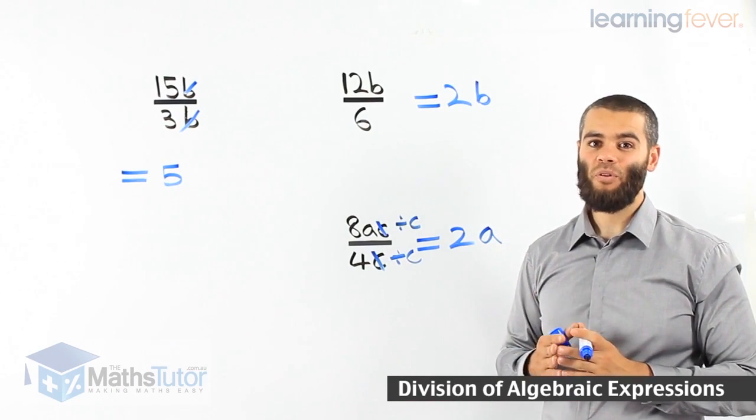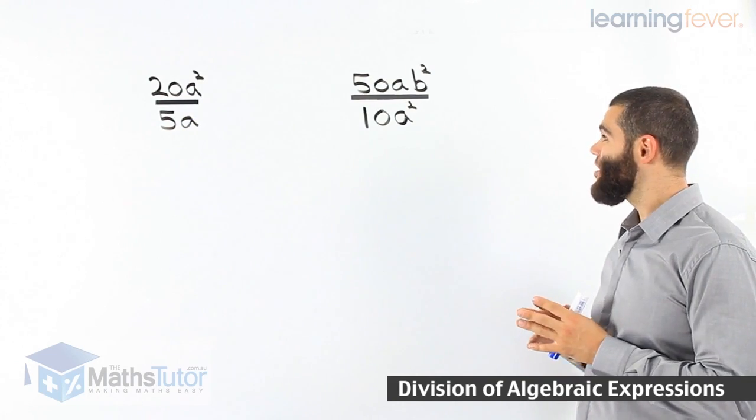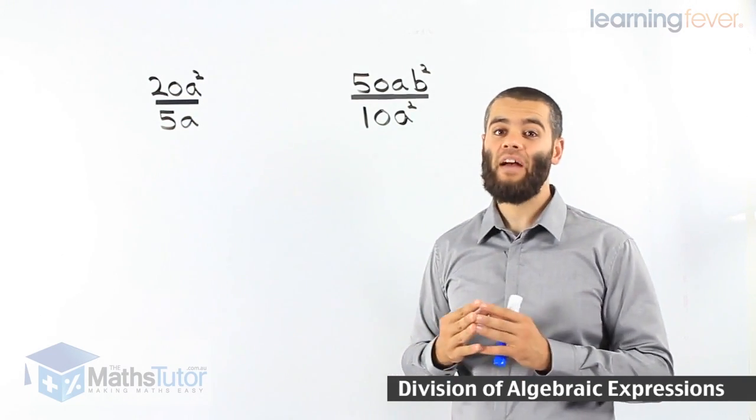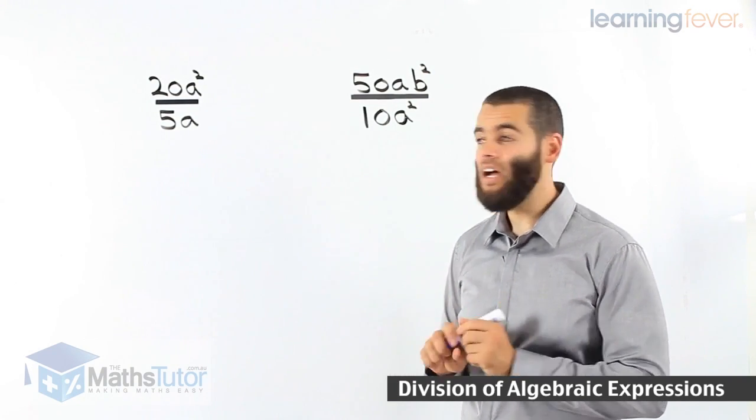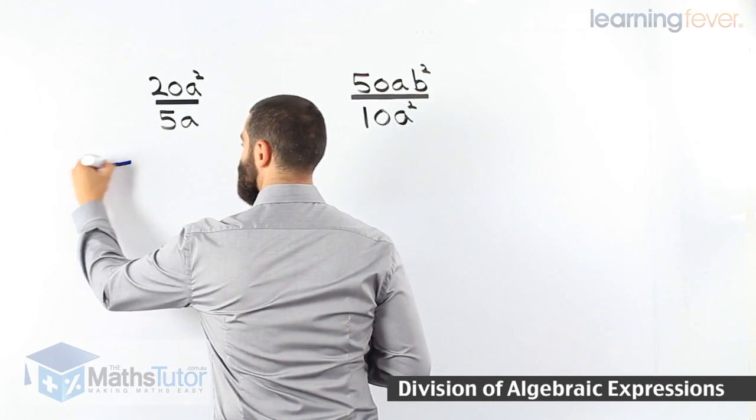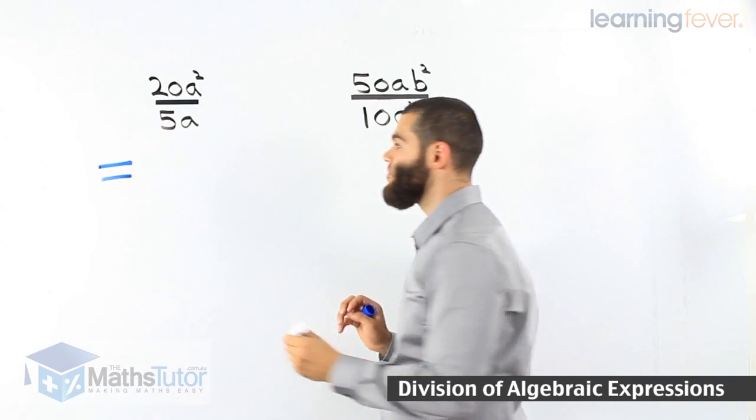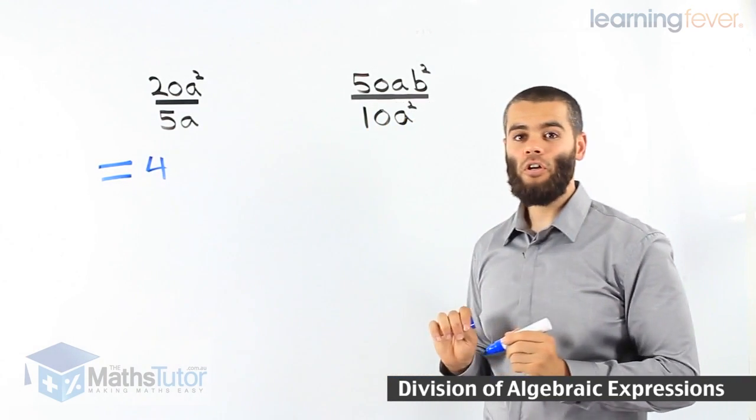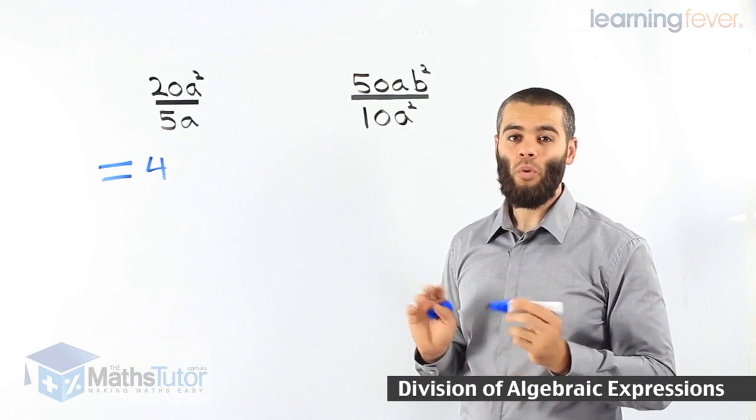Now, let's do some more examples. Let's look at these examples. We have 20a squared over 5a. Well, again, it's a fraction bar, so it means divide. 20 divided by 5 is 4. But what do you notice? You notice we have an a squared on top and an a on the bottom. What does that actually mean?